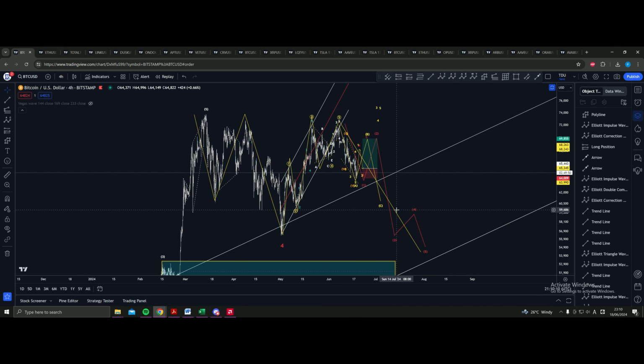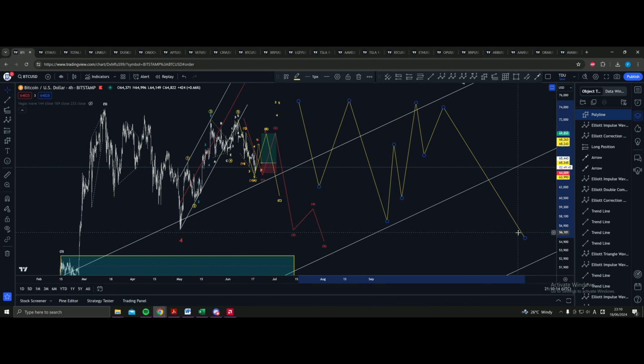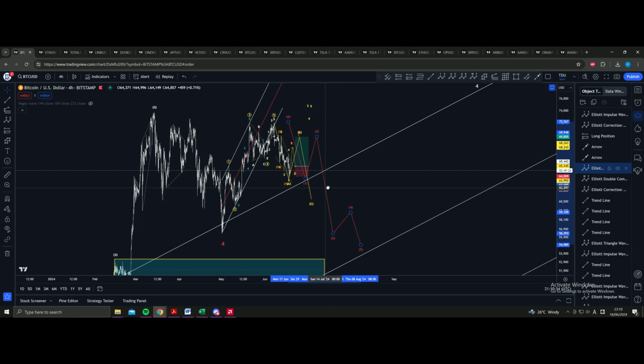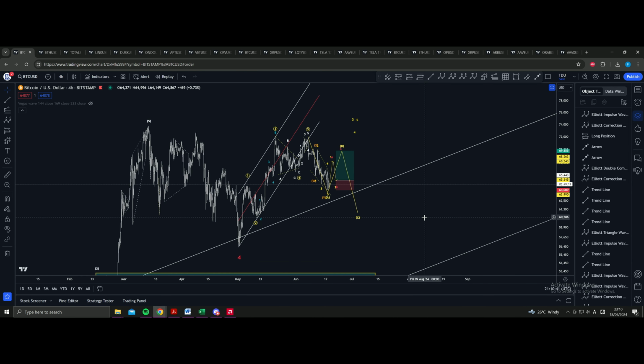Well, this structure would be a flat zigzag flat. Now the reason why I think it would be weird to happen is because of this relationship between the wave C to wave A, so this would be one of the least probable things to happen, and whenever I say that, keep it in mind.